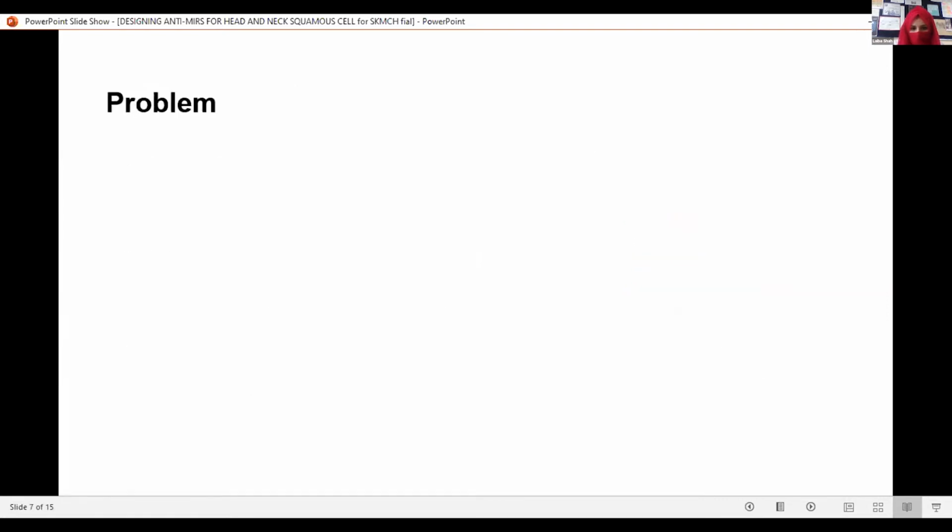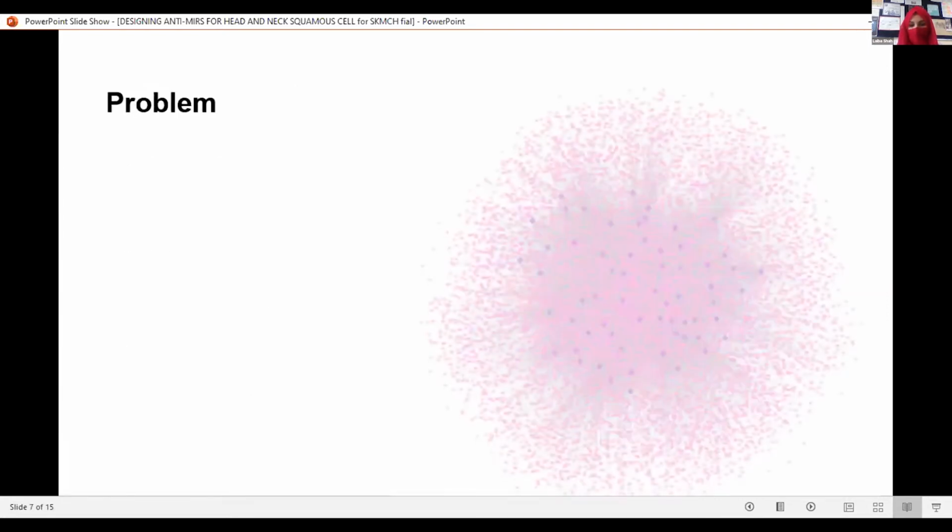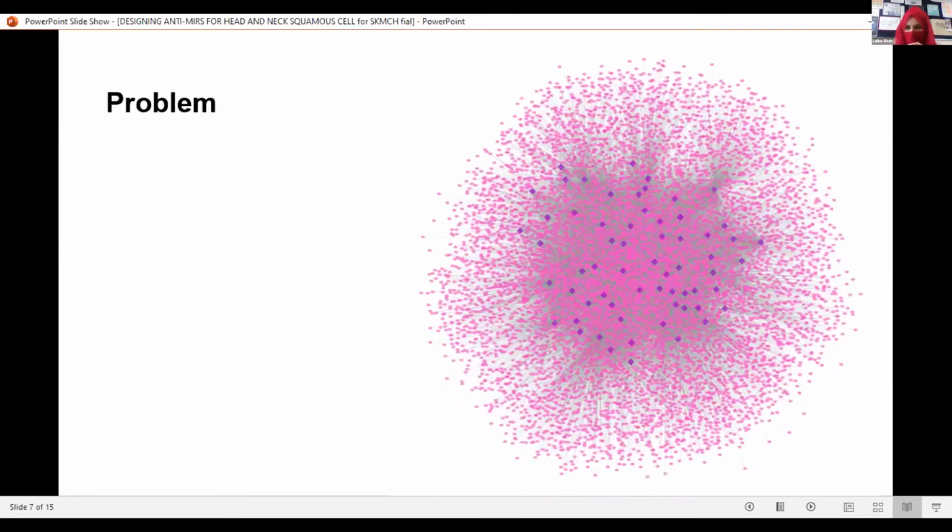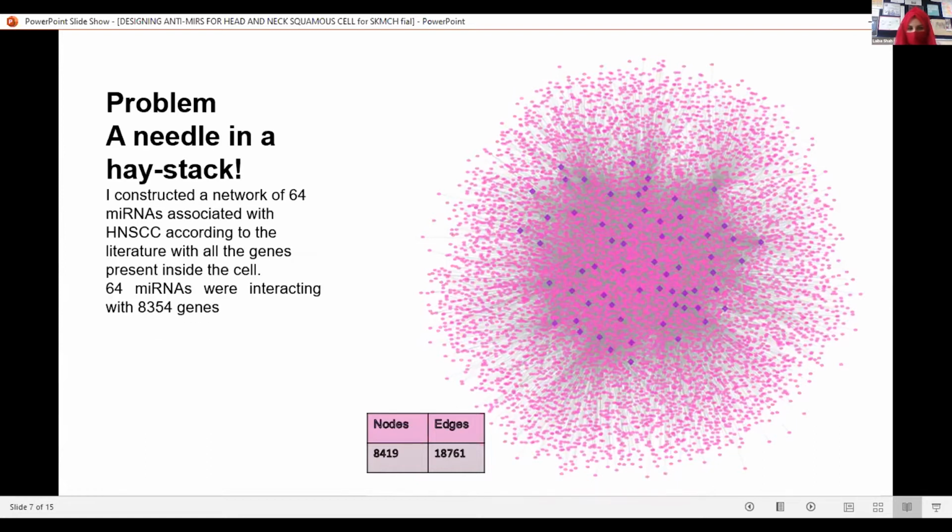And my problem was basically this. This is a huge network of microRNAs and genes. The purple dots represent the microRNAs, while the pink dots represent the genes interacting with those microRNAs. As you can see here, this network contained 8,419 nodes, while more than 18,000 edges. It's just to find a needle in a haystack. I constructed a network of only 64 miRNAs, which were associated with HNSCC or head and neck squamous cell carcinoma, and they had 8,354 genes interacting with them.